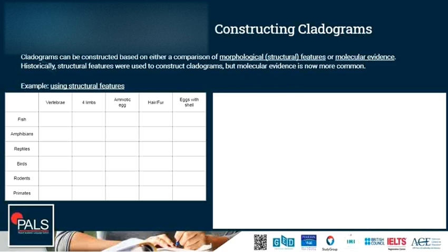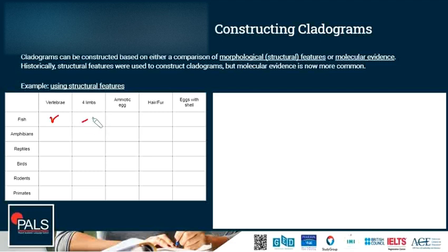So we have a couple of features here in our table and a couple of organisms or groups of organisms. We have fish, amphibians, reptiles, birds, rodents, and primates. And the features we are looking at are vertebrae, the backbone, four limbs, the amniotic egg, a certain type of egg that has an additional structure in it, hair or fur, and eggs with shells. So, what do fish have of this list? Fish have a backbone.